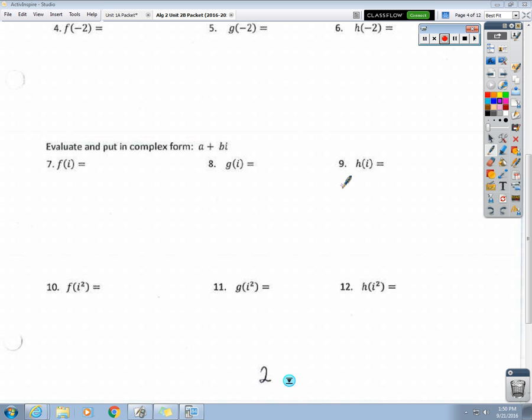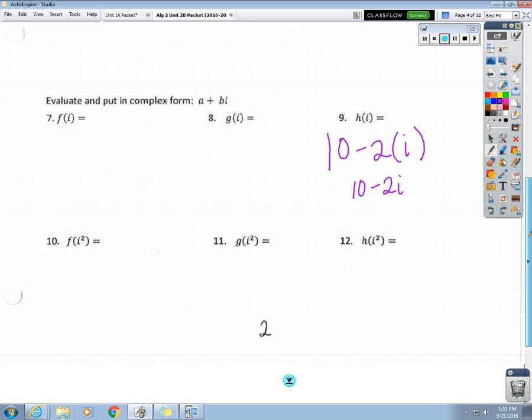Okay, h of i. What does the h function look like? 10 minus 2x. So you would write 10 minus 2, but instead of the x, you're going to replace it with i. So that just becomes 10 minus 2i. You can't combine those, you can't simplify, you're done.